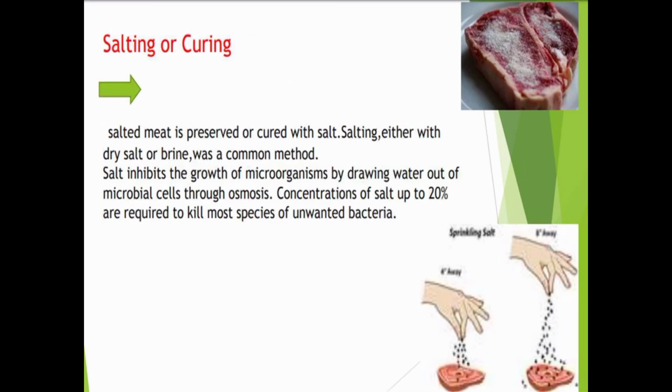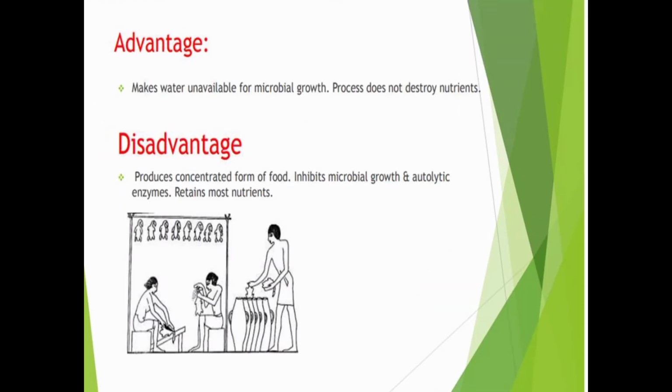Next, we have salting and curing. Salted meat is preserved or cured with salt. Salting either with dry salt or brine was a common method. Salt inhibits the growth of microorganisms by drawing water out of microbial cells through osmosis. Concentrations of salt up to 20% are required to kill most species of unwanted bacteria. Advantage: it makes water unavailable for microbial growth, a process that does not destroy nutrients. Disadvantage: produces a concentrated form of food, inhibits microbial growth and autolytic enzymes, retains most nutrients.